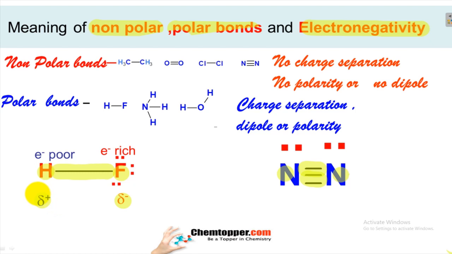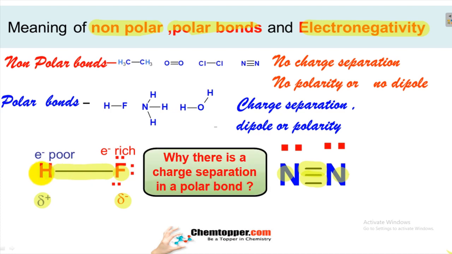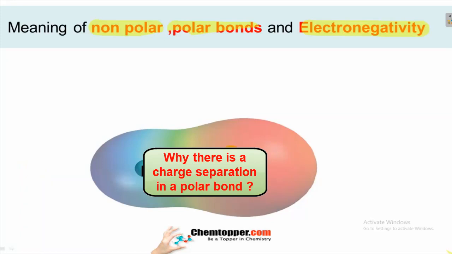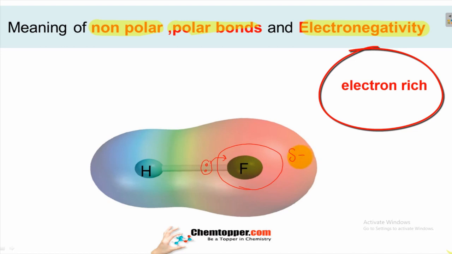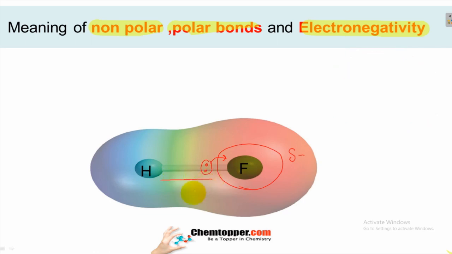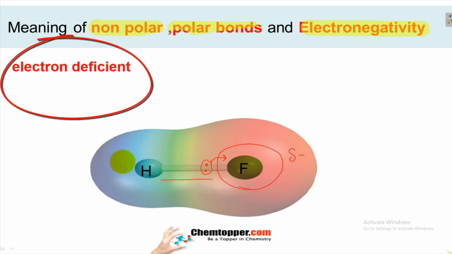The big question is about the charge separation. Why is fluorine acquiring a negative charge? Why is hydrogen acquiring a positive charge? As we have seen in the example of hydrogen fluoride, fluorine has more tendency to pull the shared pair of electrons on itself. The shared pair of electrons are spending more time closer to the nucleus of the fluorine, making it rich in electron density. It has a partial negative charge. Electron density has moved away from the hydrogen atom, so it becomes electron deficient, acquiring a partial positive charge.